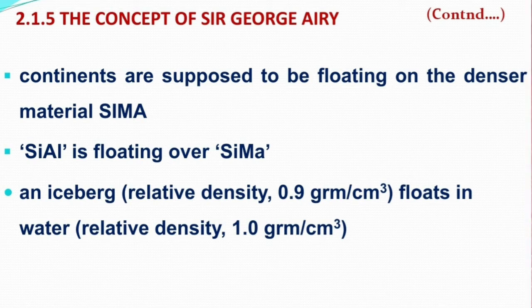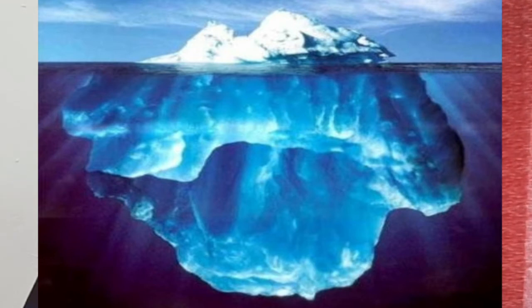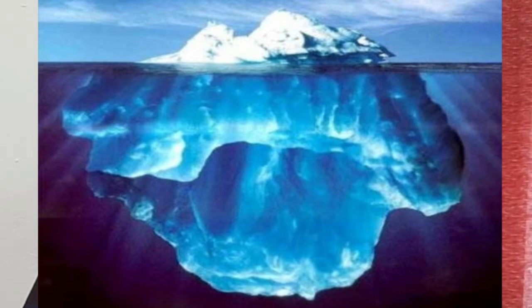As stated earlier, the whole controversy revolved around certain features regarding the smaller gravitational attraction of the Himalayan mountains. For example, an iceberg of relative density 0.9 grams per cubic centimeter floats in the water in such a way that for every one part above water level, 9 parts of the iceberg remain below water level, as shown in the figure that appears on the screen.